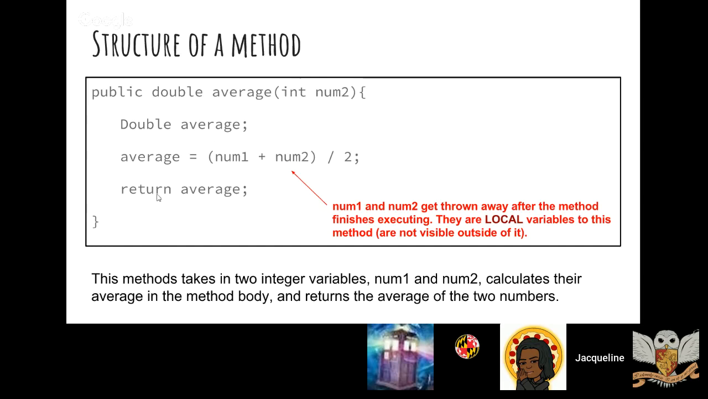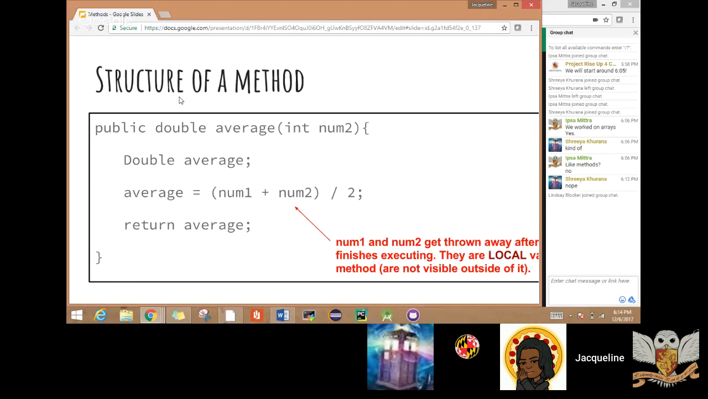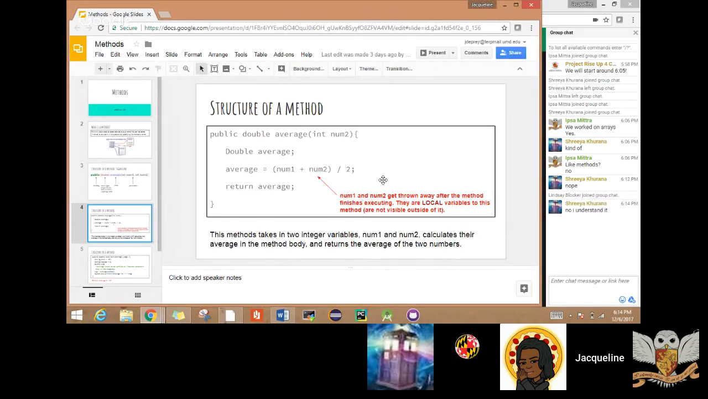And then to return a value, you can just say return, and then whatever variable name you have that is of the type that you specified in the return type of the method signature earlier. Does anyone have any questions about the structure of a method? Again, the code you have inside a method can be whatever you want, as long as it always concludes with a return of whatever type you specified earlier. So any questions on that?